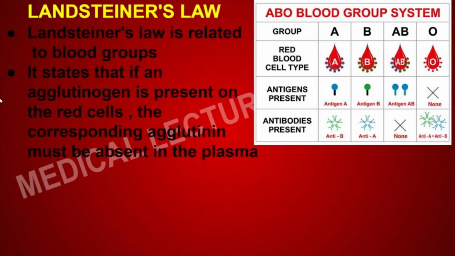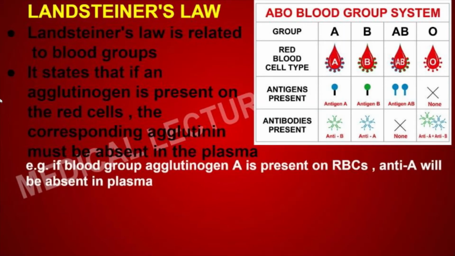For example, over here, if the blood group agglutinogen A is present on the RBC, antibody A will be absent in the plasma. As you can see over here, what does it say? It states that if an agglutinogen, that means antigen, is present on the red blood cell, the corresponding antibody, agglutinin, should be absent in the plasma. I told you before also: in blood group A, antibody B is present in the plasma. In blood group B, antibody A is present in the plasma, and so on.